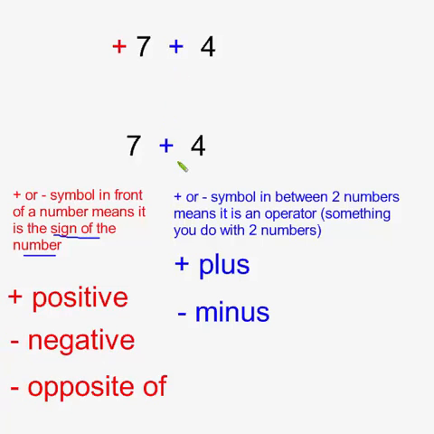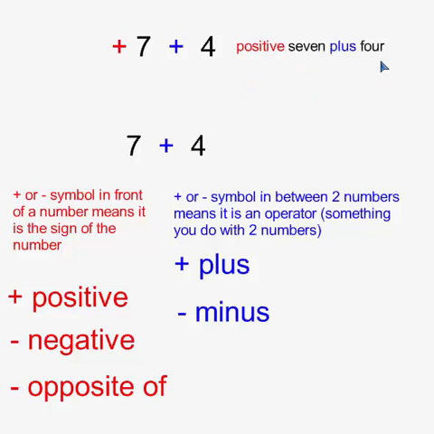If it's between two numbers and the symbol looks like this, you can use the word plus. If you have this symbol between two numbers, we will use the word minus. So for this example, because this is on the left of a number and not between numbers, we will read this as positive 7. This symbol being between two numbers looks like this, we will use the word plus. So this is positive 7 plus 4. Notice the symbols look identical, but the words that we use are not.